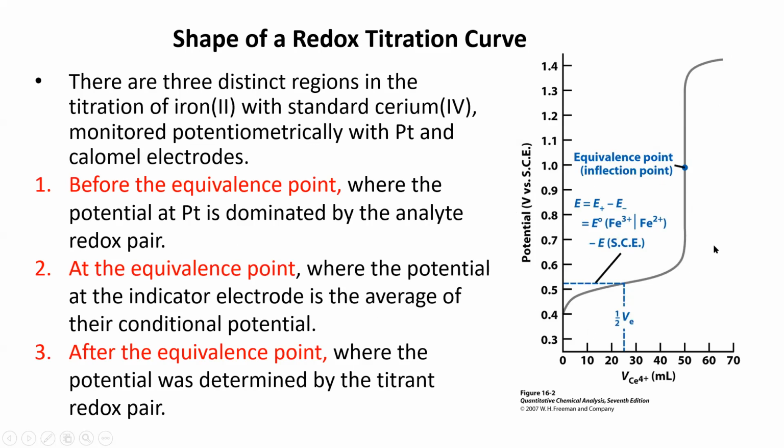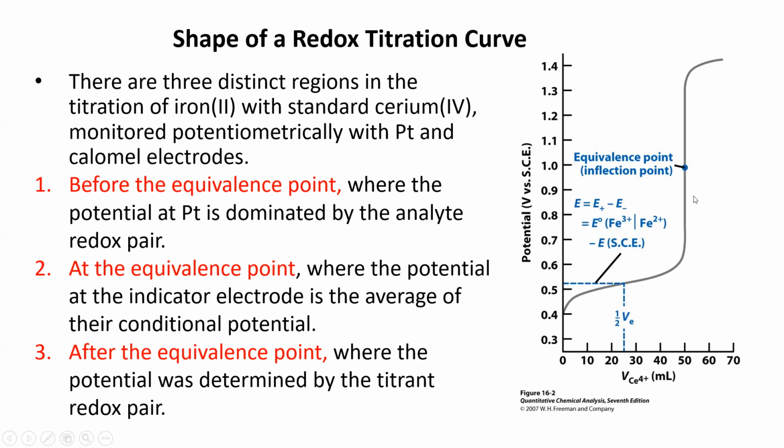So before the equivalence point, the potential at the platinum electrode is dominated by the iron 2 ion, because we have more of iron 2. Oxidation has not really taken place. So the potential will be measured at that stage. And as you're adding your cerium ion, the potential increases.